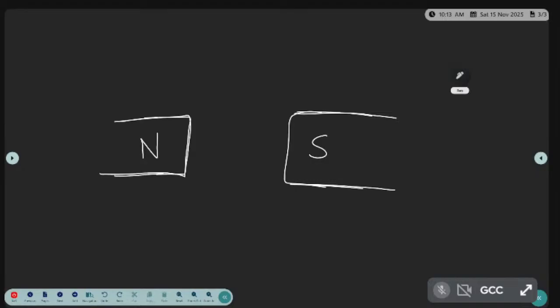Why? Because from the north pole the flux leaves and it terminates on the south pole. So the field is available, and the conductor is also available. Now I have to place this conductor in the magnetic field, and I have to rotate it.